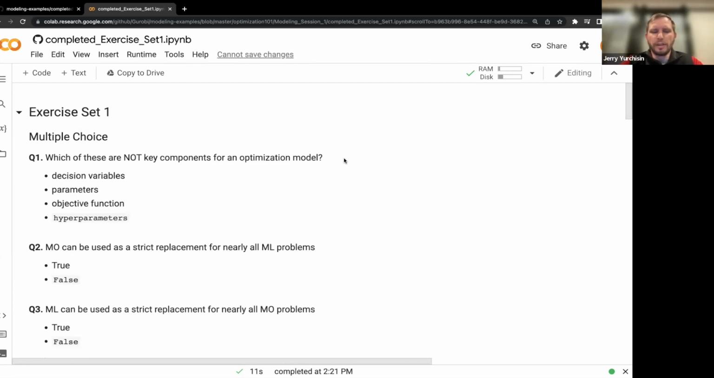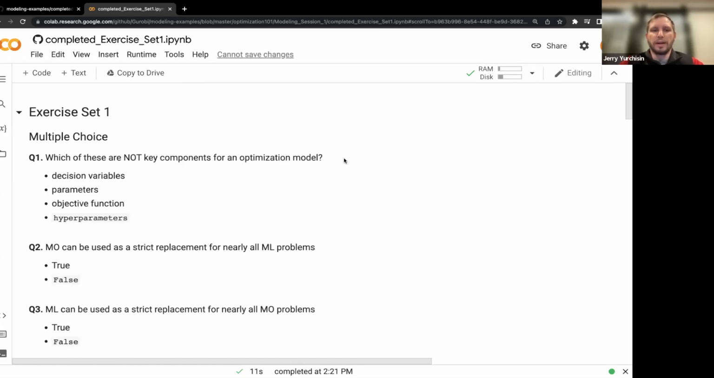Multiple choice questions. Some of these you might think are pretty easy, maybe not. It depends on how much of the videos you were able to see and maybe some previous knowledge you have. But if you watched all the videos, all of this was answered in there. So question 1: which of these are not key components of an optimization model?